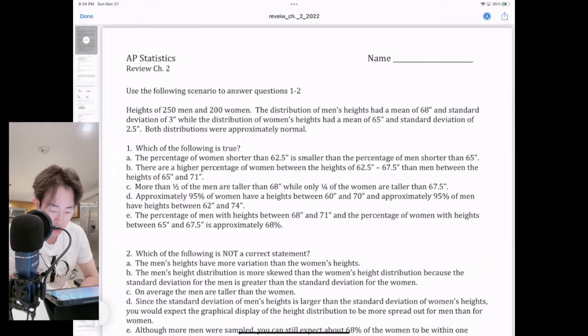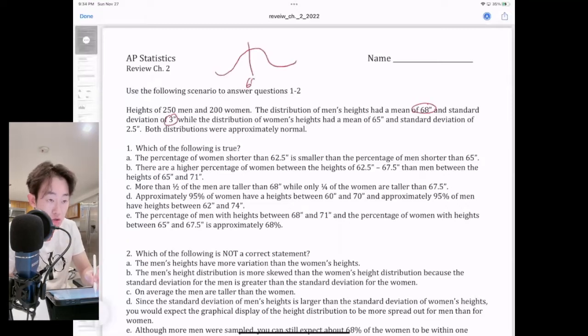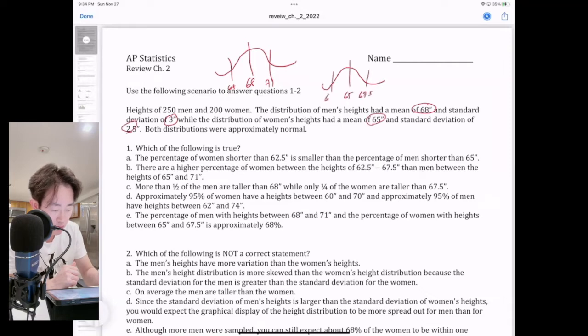In the very first question, we have the normal distribution of men and women. We have the mean of 68 and a standard deviation of 3 for men. If you were to draw this out, we are looking at 71, 65, and so on. The first thing you have to do is always draw them out. And then for women, the mean is 65 with a standard deviation of 2.5. So we have 65, 67.5, 62.5, and then two more standard deviations after that.